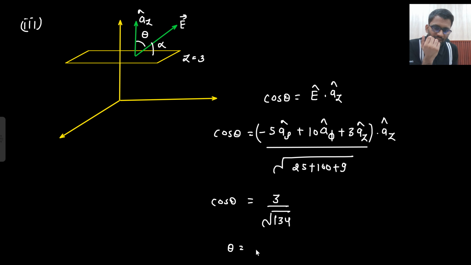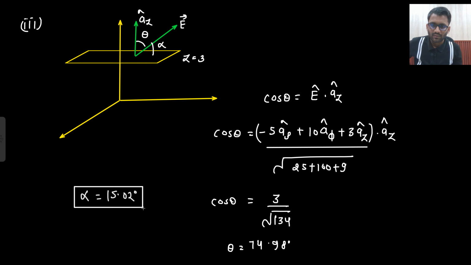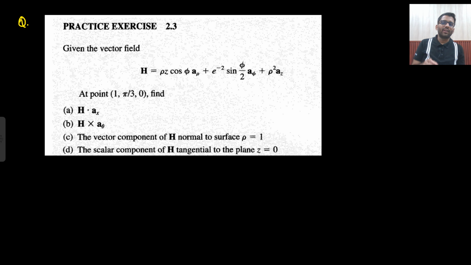So what is the value of theta I am getting? So value of theta you are getting is 74.98 degree. So what will be your alpha? Alpha will be 15.02 degree. So that's the answer. Okay. You try to solve the next problem. I will pause the video once because there is some lag in the video. So you try to solve the problem and then I will show you the solution.